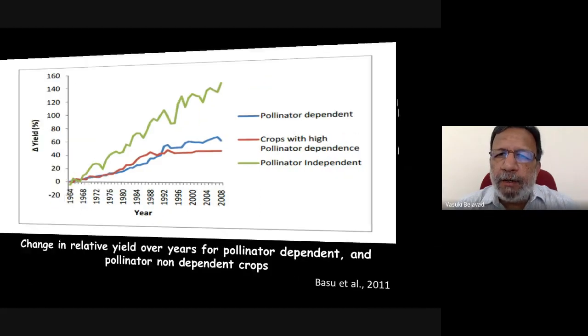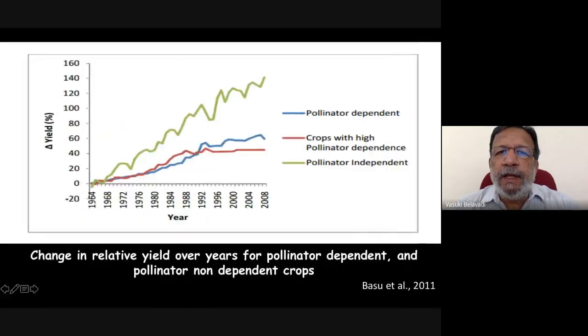which are not dependent on pollinators, there was a steady increase in productivity. This is mainly because of the efforts of the plant breeders, who identified new genotypes with higher yielding capabilities, and that is how we could get higher yields. But the same breeders are working with those crops which depend on pollinators also, but that is not happening. There is a stagnation in the yield from the 1980s onwards.